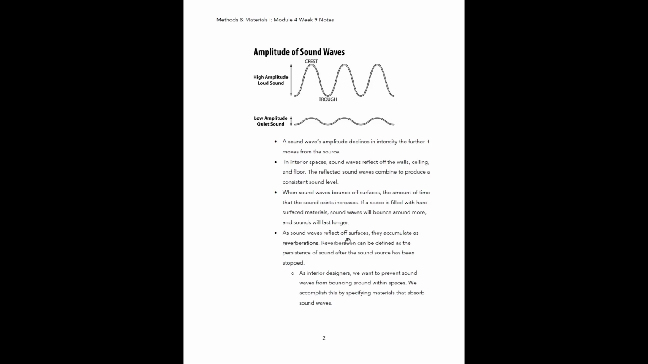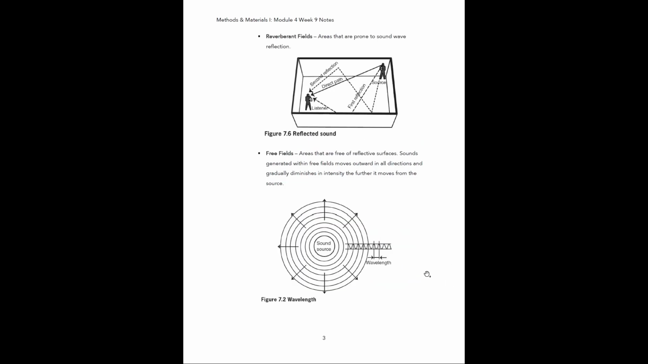As sound waves reflect off of surfaces, they accumulate as reverberations. So reverberations can be defined as the persistence of sound after the sound source has been stopped. All right, as interior designers, we want to prevent sound waves from bouncing around within spaces, and we will accomplish this by specifying materials that absorb those sound waves. And we're going to talk about that more in depth a little bit later on, but especially going into next chapter. That's kind of what next chapter is all about.